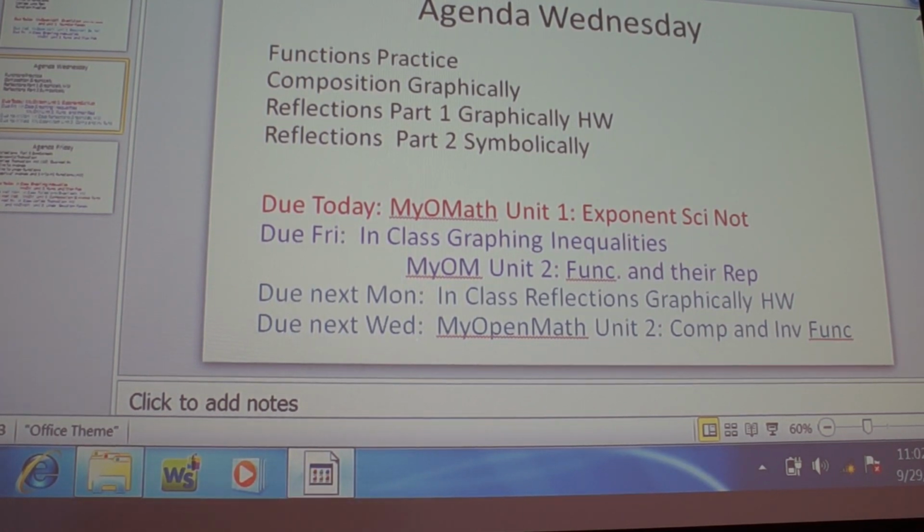Okay, great. So today we're going to finish up functions practice. I think we have the last page or two to work on. And then we're going to do composition graphically. Then I'm going to show you guys reflections part 1 graphically, which is going to be a homework, so we'll go over bits and pieces of that. And then we'll also do reflections part 2 symbolically today.